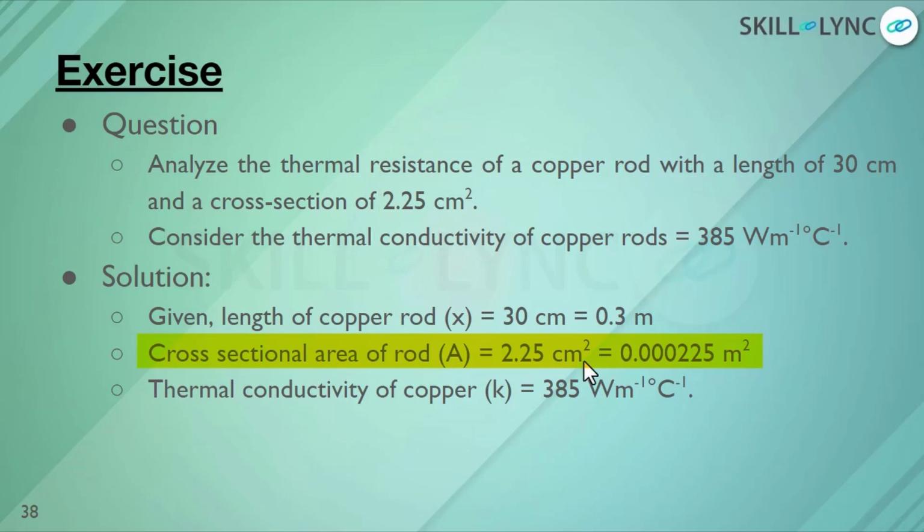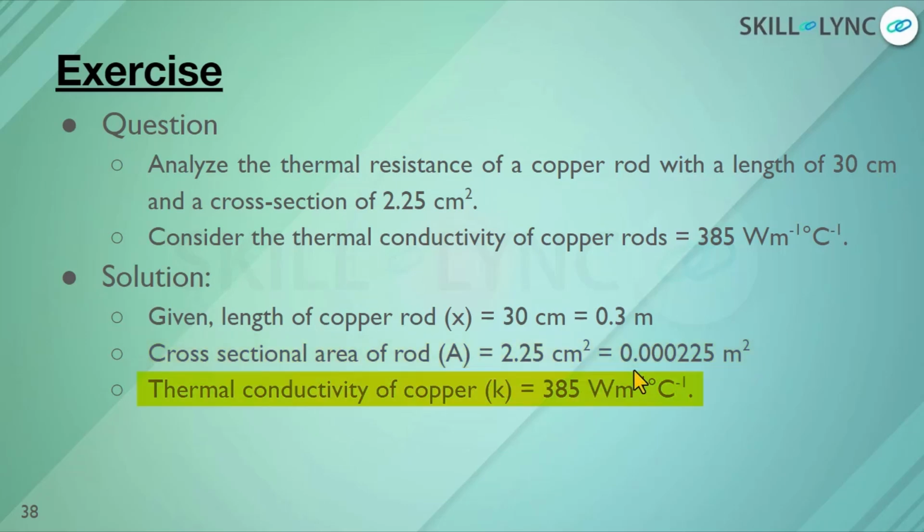Since we need to use SI units, we need to convert this centimeter square into meter square. By applying the same conversion factor of 1 meter equal to 100 centimeters, we get 2.25 centimeter square equal to 0.000225 meter square. The thermal conductivity of copper is considered as 385 watt per meter per degree Celsius. We have denoted it by small k.